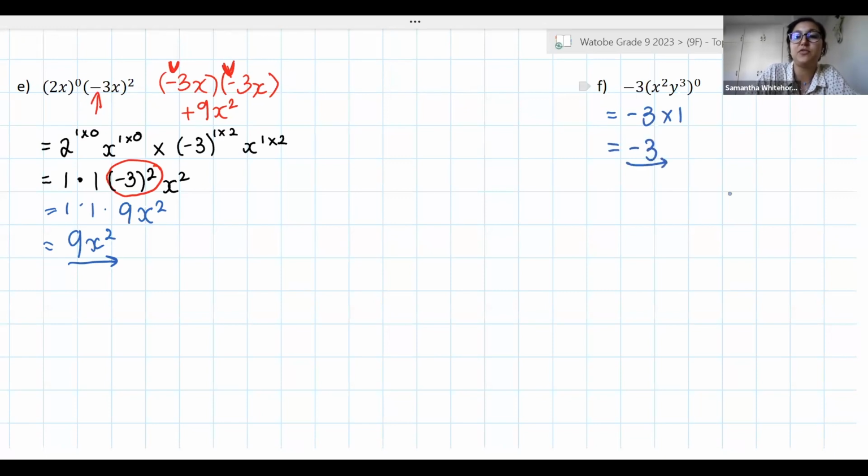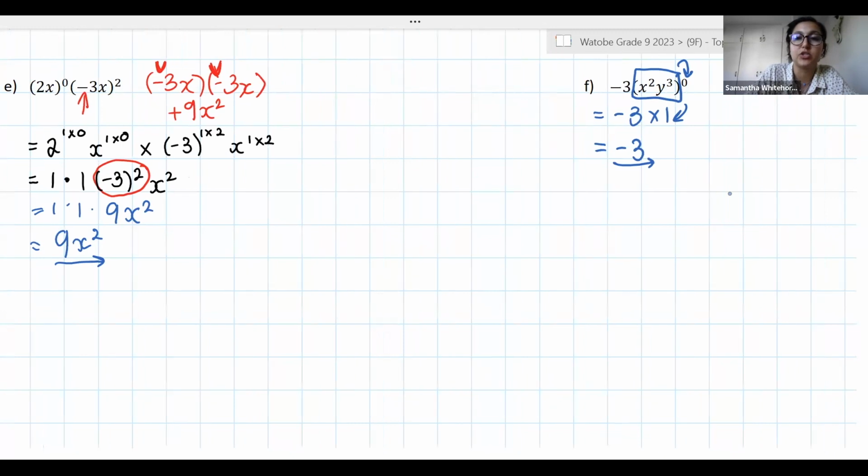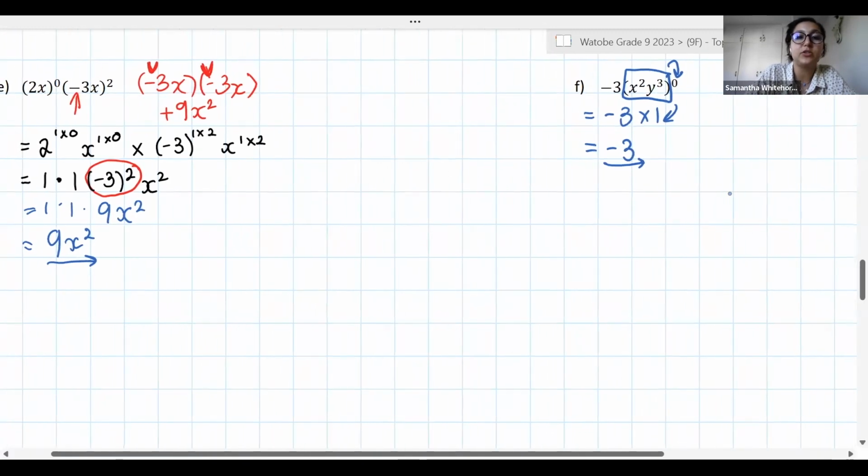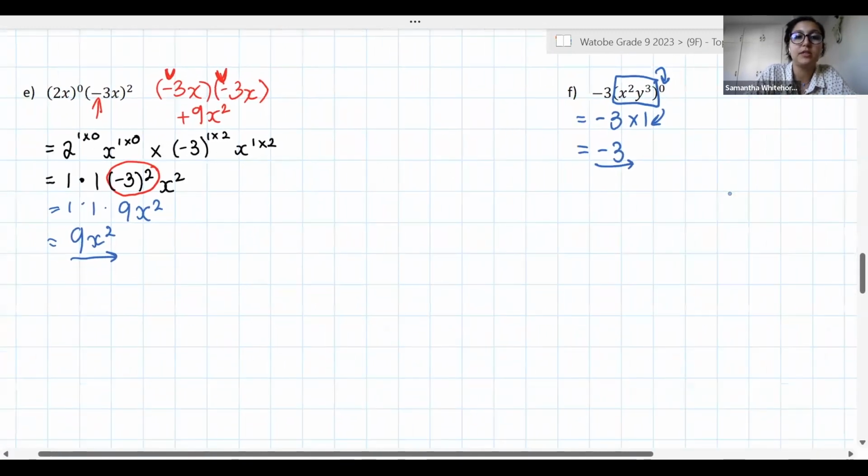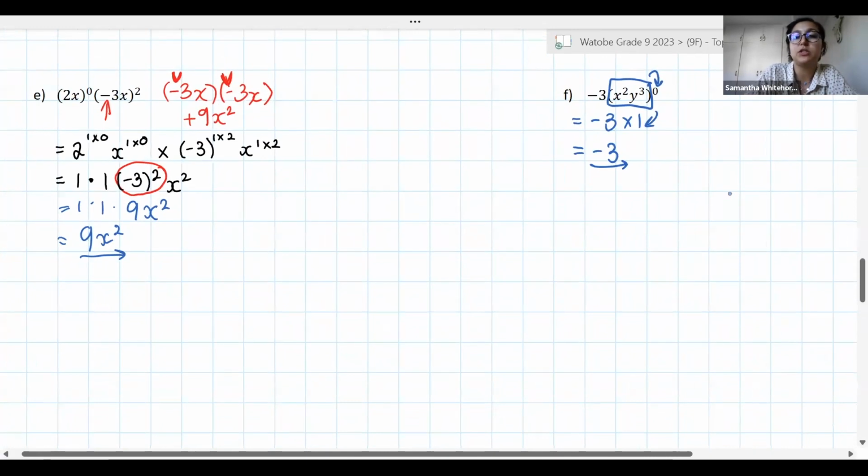Right, so guys, again, if you understand that that whole bracket, because it's been raised to the power of 0, the whole thing is 1, that's fine. Go for it. You don't need to go and distribute. If you aren't feeling too comfortable, then rather distribute. So if you wanted to distribute, you would have the -3.